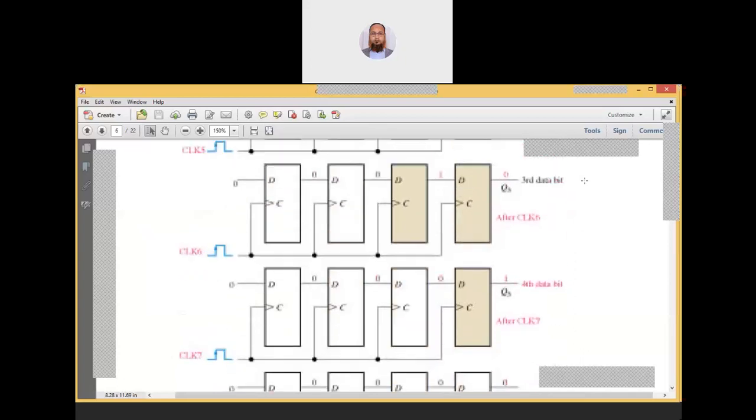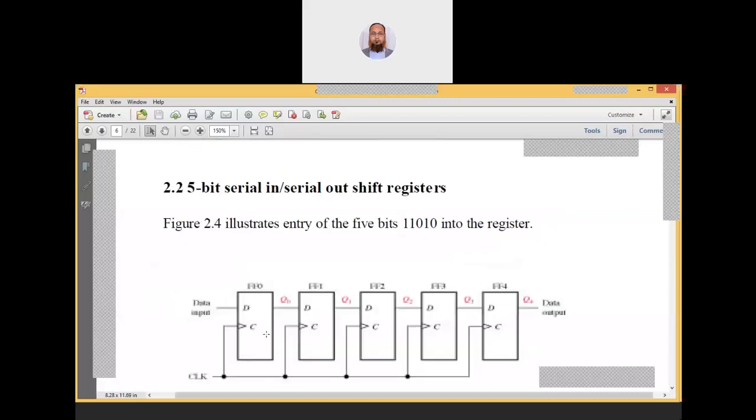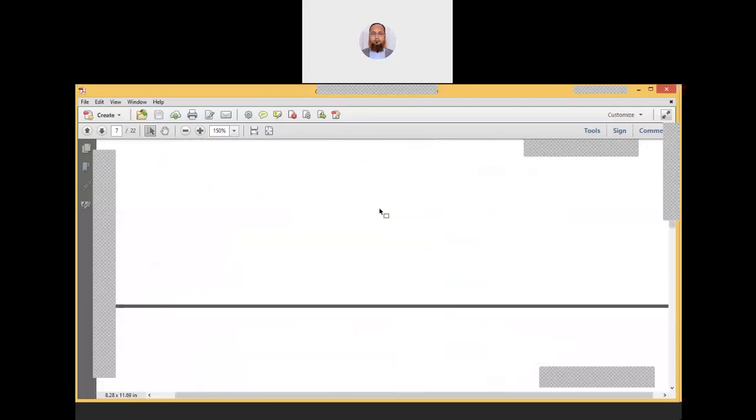Okay, this is again a 4-bit shift register. Serially shifted out of the register. So I have told you the shifting in, how we are shifting the data inside, how we are shifting the data outside, both operations, and all are replaced by zeros. You can see that while shifting out, I have connected a constant 0 to the input side. So the input was available at the out. Okay. So this is a 5-bit serial in serial out shift register. I think you can do it by yourself.